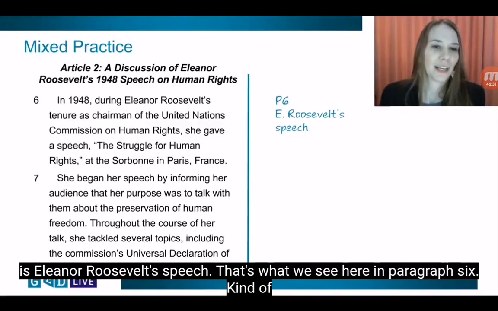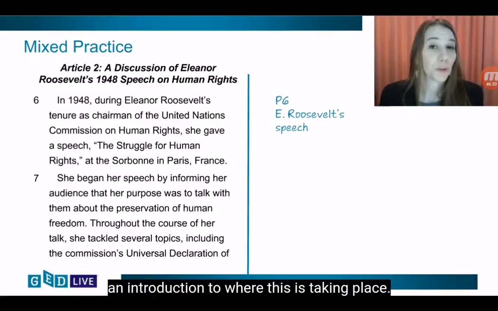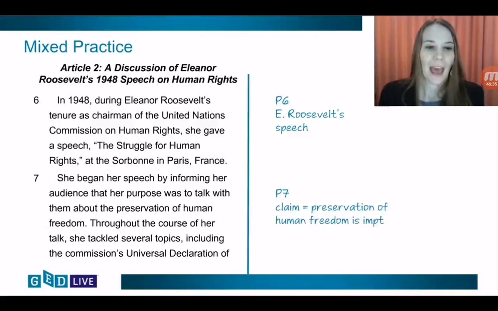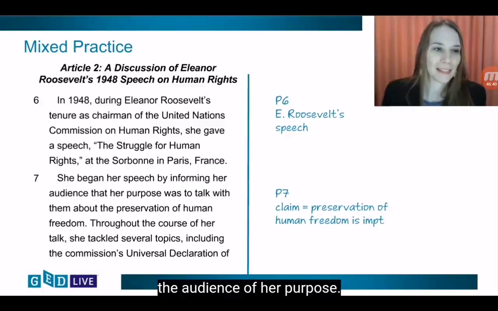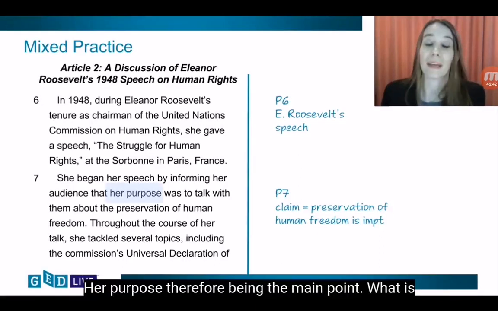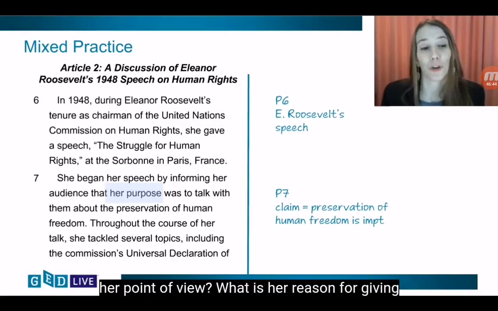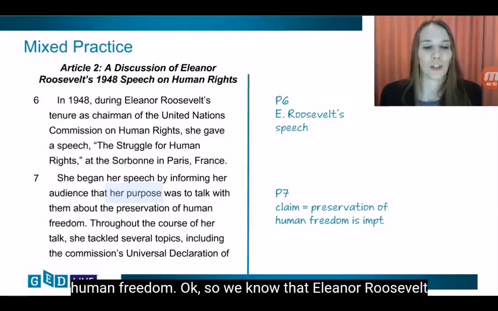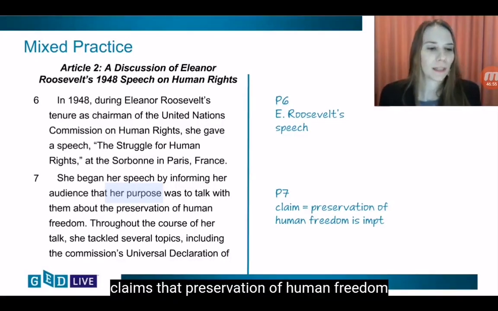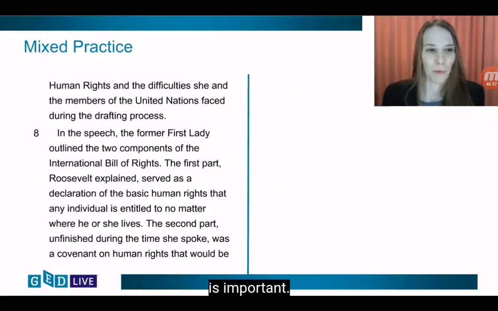So this is Eleanor Roosevelt's speech. That's what we see here in paragraph 6, kind of an introduction to where this is taking place. And here's her claim. So she is informing the audience of her purpose, her purpose therefore being the main point. What is her point of view? What is her reason for giving this speech? And she says it is about preservation of human freedom.